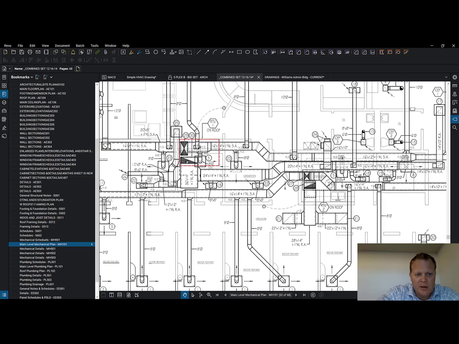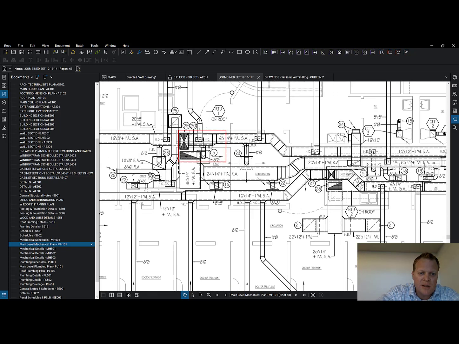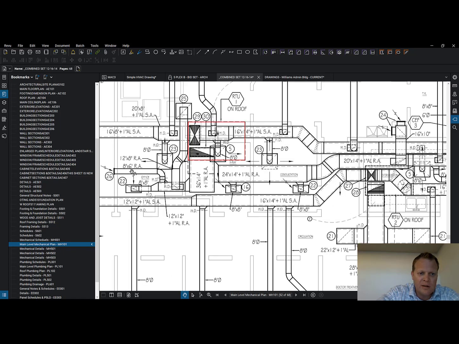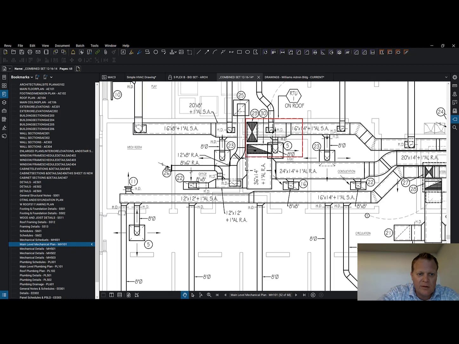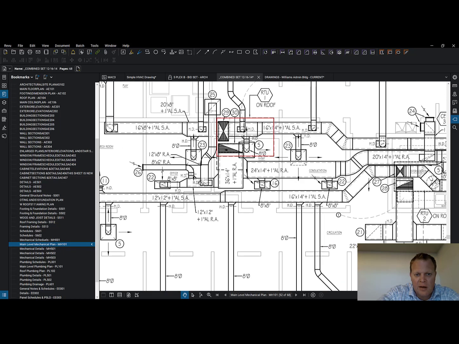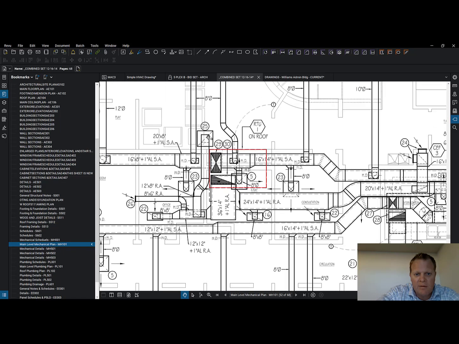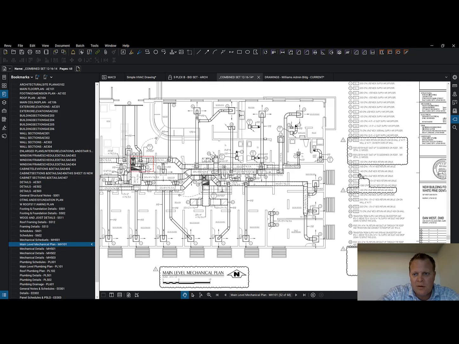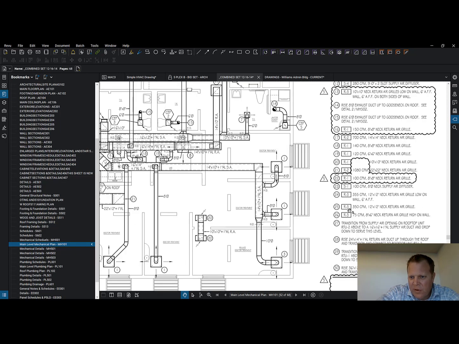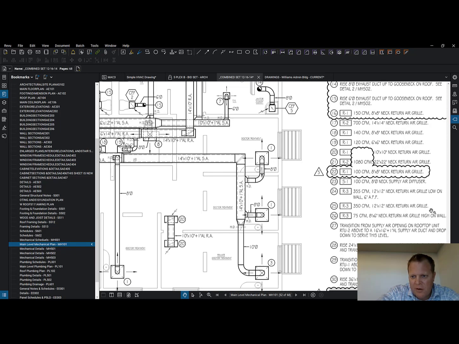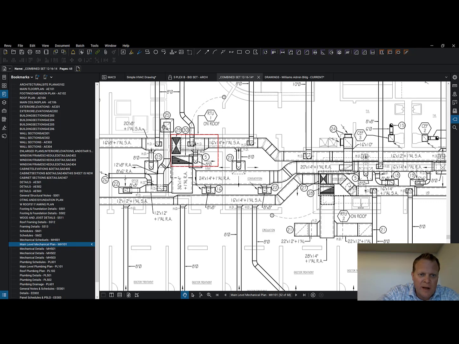Should we follow the return kind of back? Notice that on this one, they've got it ducted. They've got return air ducted here. Look, they've even got an arrow showing where the air is coming out or coming in. Air in, air in, hand damper, right? 25, that's got to be one as well, because I believe that's coming over here as well. Look at that, 25. Yeah, 350 CFM neck return air grill. 25 is a return air grill.